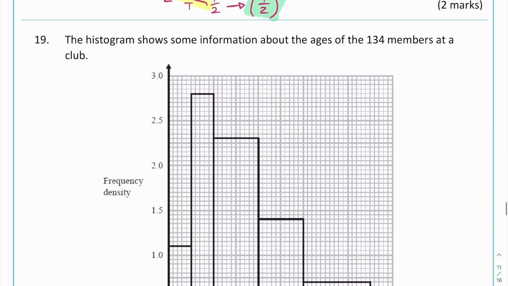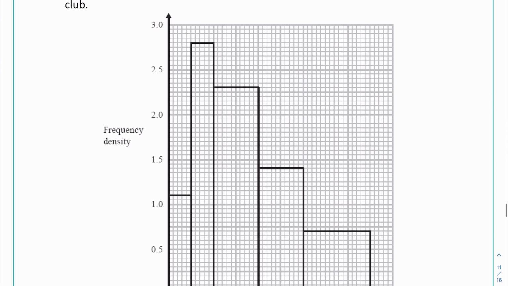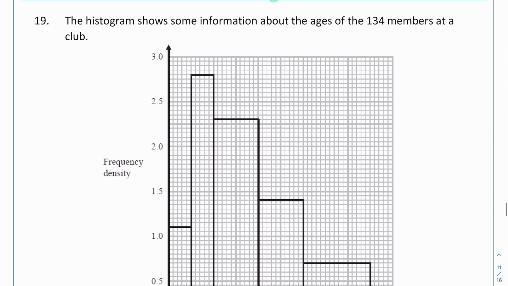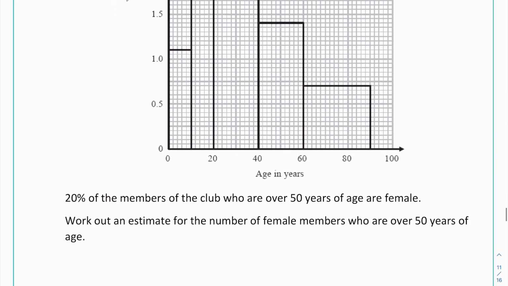So there we go. Right, question 19, we've got a histogram. So this histogram shows some information about the age of 134 members at a club. Let's see what we've got then. It says 20% of the members who are over 50 years of age are female. Work out an estimate for the number of female members who are over 50 years of age. So 20% of the members who are over 50 years of age are female, and it wants us to work out an estimate for the number of those.